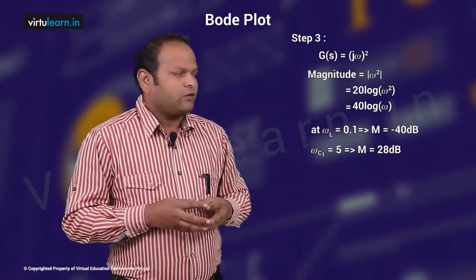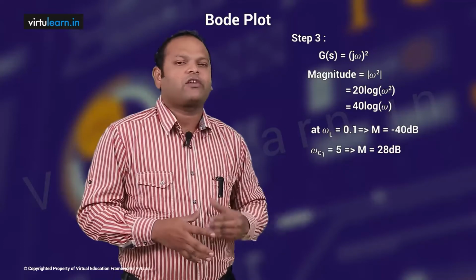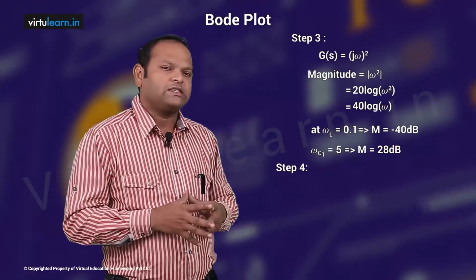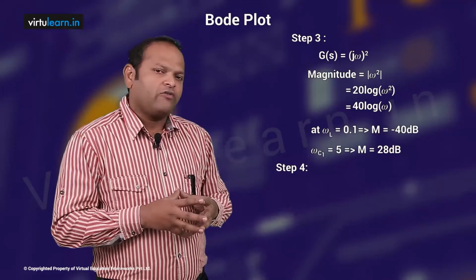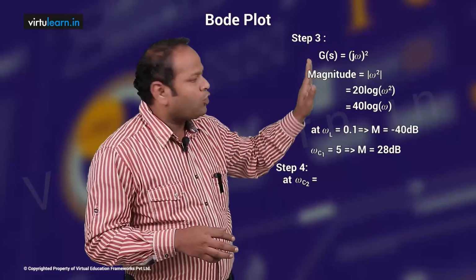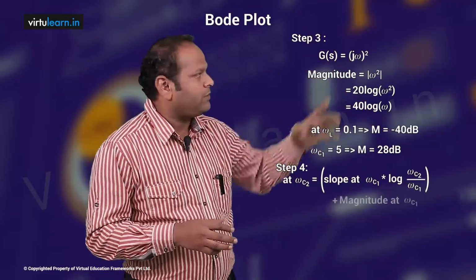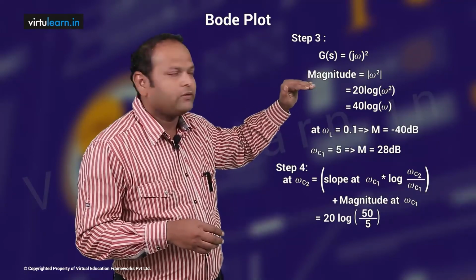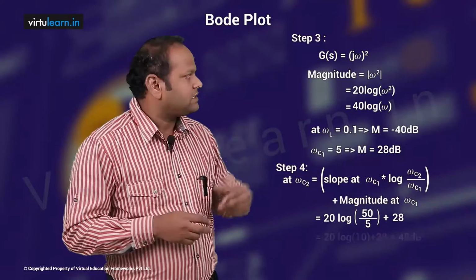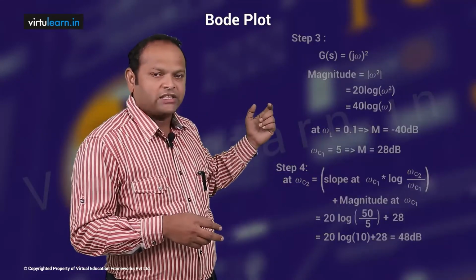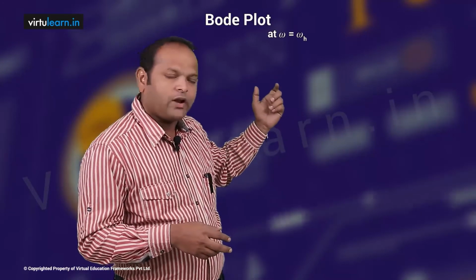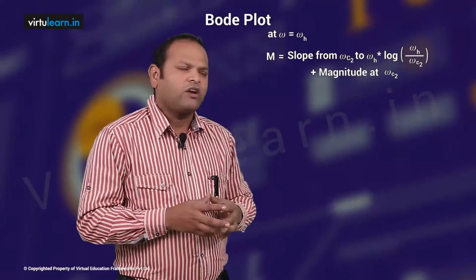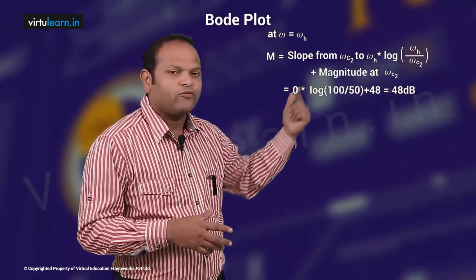So next step, we are going to calculate M dB values for the other corner frequency as well as omega h. We have one more corner frequency left and also we have omega h. For those two frequencies, let us find out the corresponding M dB value. We have a formula. M dB at omega c2 is slope at omega c1 into log of omega c2 by omega c1 plus M dB at omega c1. We know that omega c2 is 50 and omega c1 is 5. When you substitute all these things, you will get 48 dB. Now next is omega h, which we are taking as 100. M dB at omega h is slope at omega c2 into log of omega h by omega c2 plus M dB at omega c2. We know that slope at omega c2 is 0, so the same 48 is going to come.